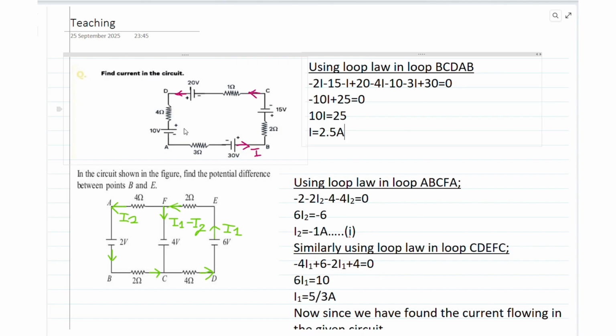Great. And this is a really good question. In the circuit shown in the figure, find the potential difference between point B and E. So now it's a really interesting question. They have asked us to find the potential difference between point B and E. So how are we going to find that? In order to find that, we'll have to first find out the current because the current will help us.